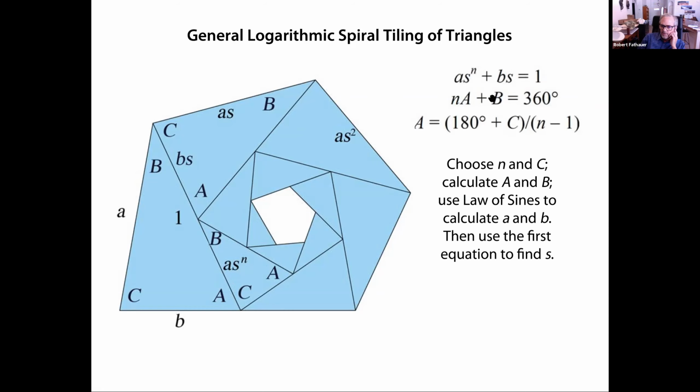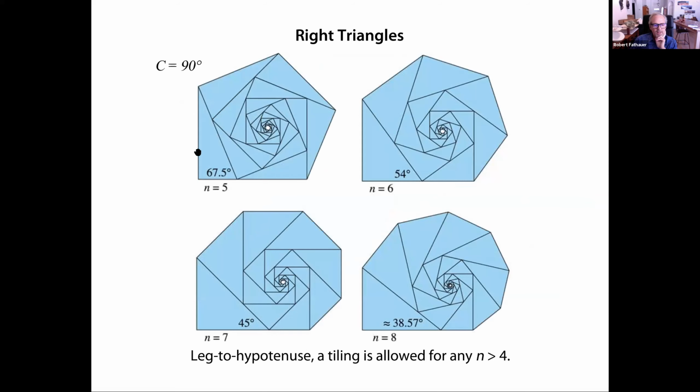Another special case is right triangles. And there are, again, three ways to arrange these. In this case, it's leg to hypotenuse, hypotenuse to leg, and leg to opposing leg. It turns out there are no solutions allowed for this configuration. For the other two, though, starting with leg to hypotenuse, in this case, the angle C is 90 degrees. So again, there's a single solution for each n, starting with n equals 5. Note the angles here. Angle A is 67.5, 54, 45, and 38.57.